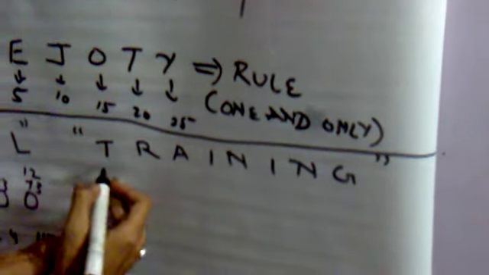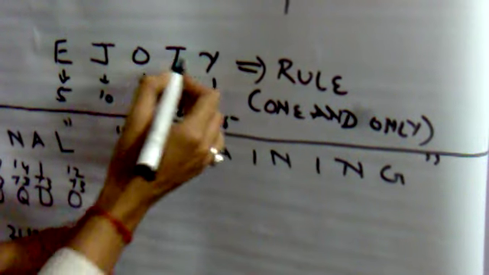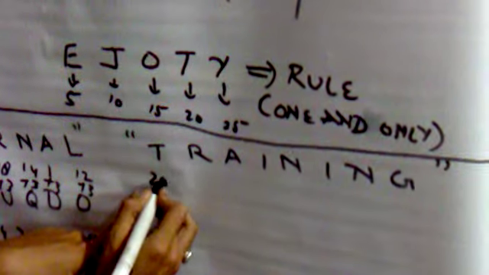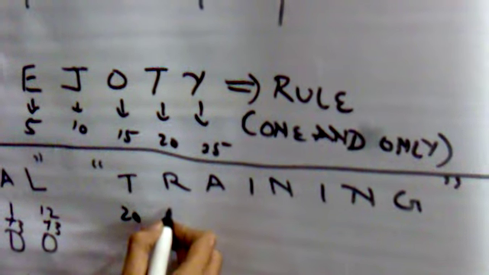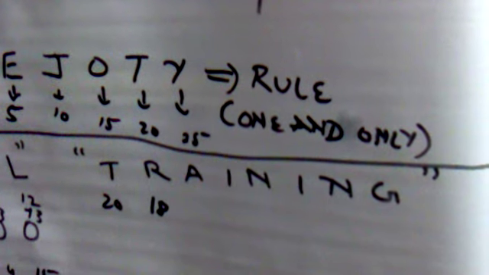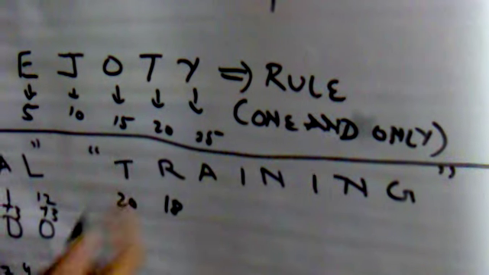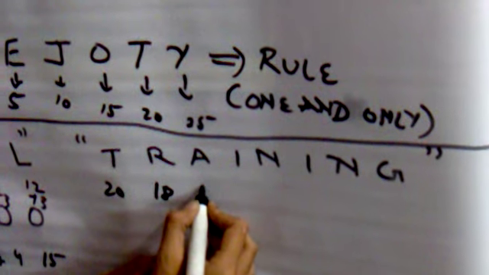Let's see. What is the value of T? The value of T in itself is 20. What is the value of R? The value of R is 18. Why? It features 2 before 20, that is T. What is the value of A? The value of A is 1.